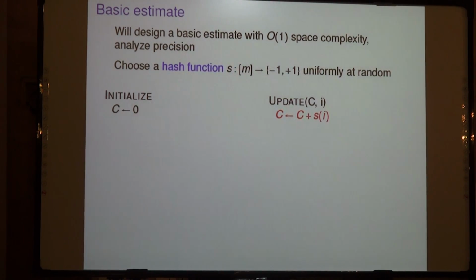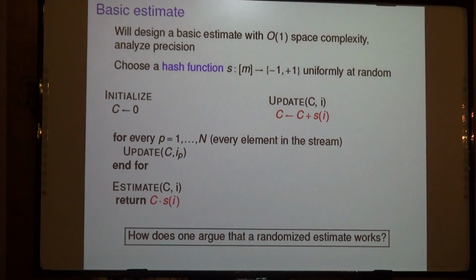Later we'll be able to substitute this hash function with something that we can do in small space. The basic estimate is just a single counter, call it C, initialized to 0. Whenever an item i arrives, we do exactly what we did in the AMS sketch: we just add the sign of i to the counter. And that's the process. Good, this is our data structure. Now, how do we answer queries? If at the end of the day we're asked how many times did item i arrive, we take the counter, multiply it by the sign of i, and return this answer.